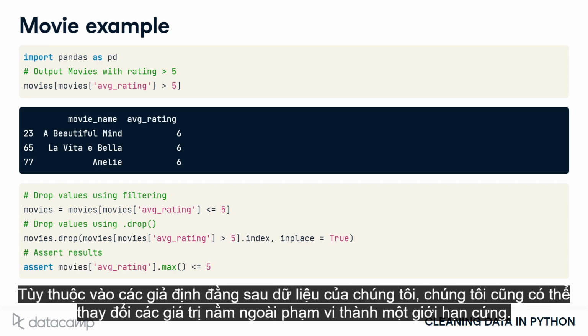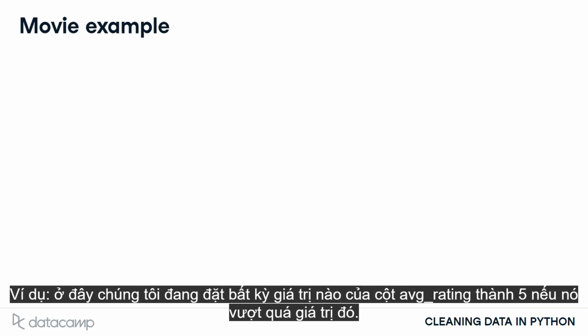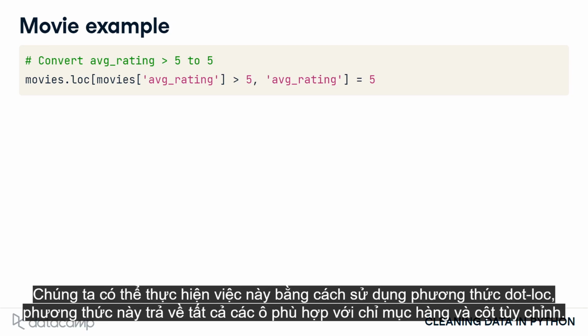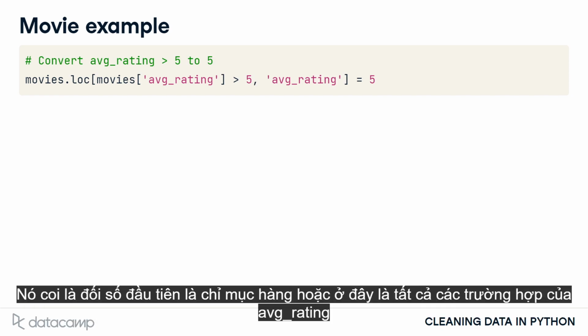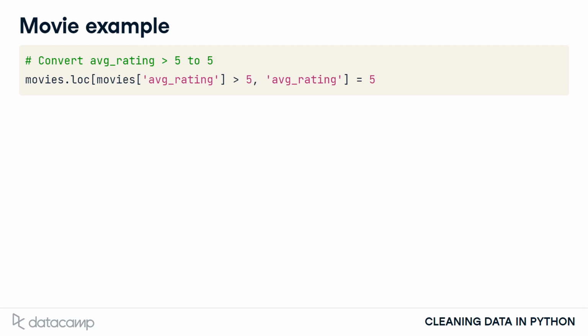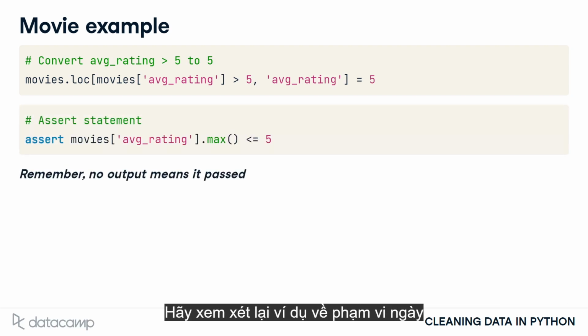Depending on the assumptions behind our data, we can also change the out-of-range values to a hard limit. For example, here we're setting any value of the average rating column to 5 if it goes beyond it. We can do this by using the .loc method, which returns all cells that fit a custom row and column index. It takes as first argument the row index, or here all instances of average rating above 5, and as second argument the column index, which is here the average rating column. Again, we can make sure that this change was done using an assert statement.